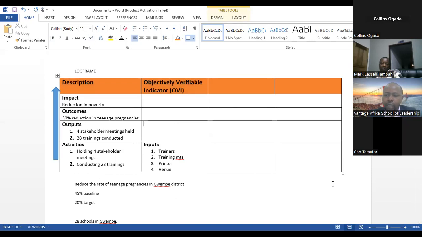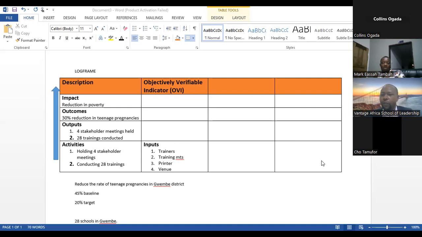Now, this is the only other key column that you really need to understand. And I need somebody from the M&E class to explain to us a little bit about the indicator, especially the four components, the four types of indicators that we have. We talked about that yesterday.